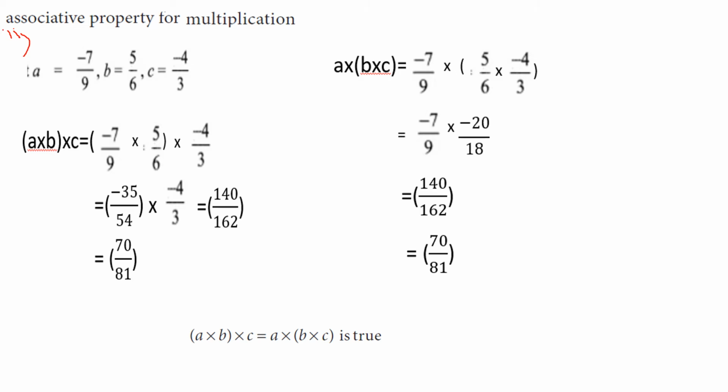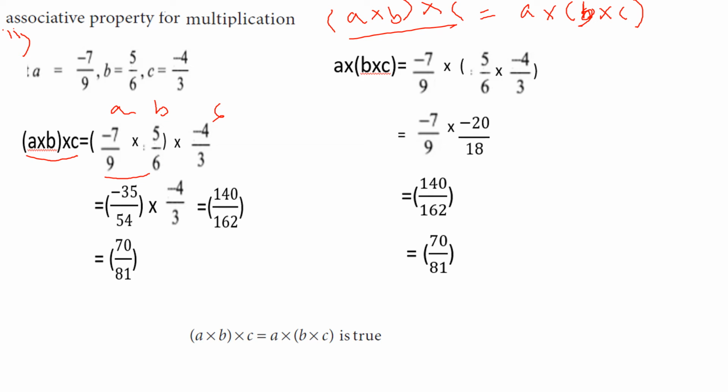First we see the rule: bracket of A into B, closing bracket, into C equals A into bracket of B into C. So first let us see the LHS side. So here LHS, substitute the values A, B, C. First inside the bracket we simplify. Minus 7 into 5, minus 35. 9 6s are 54, into minus 4 by 3.